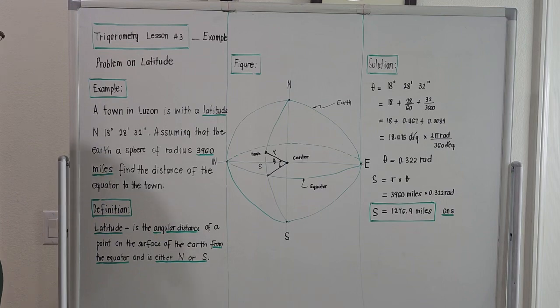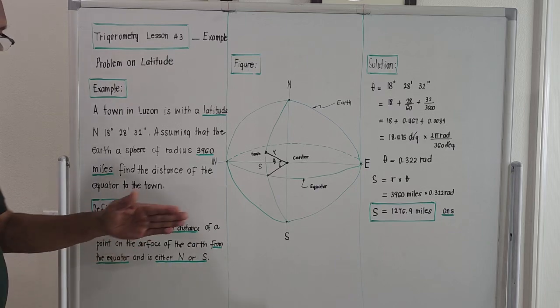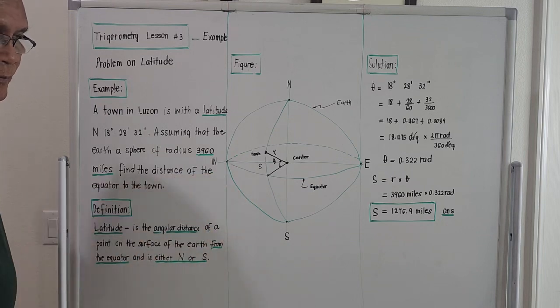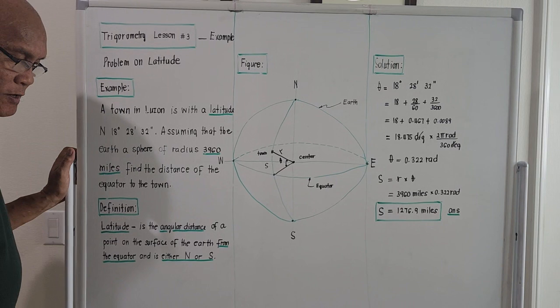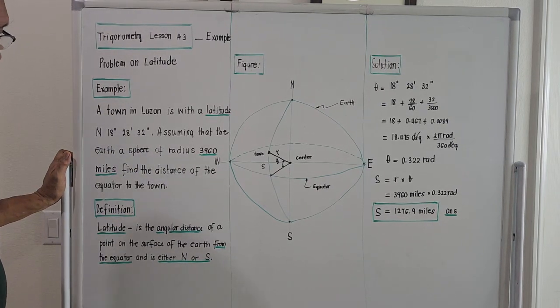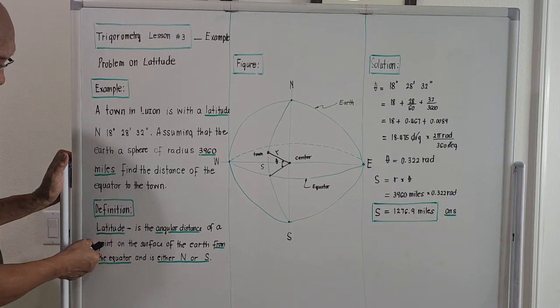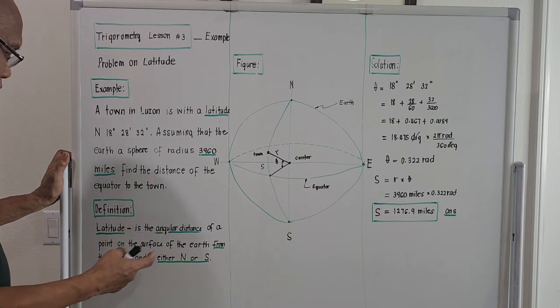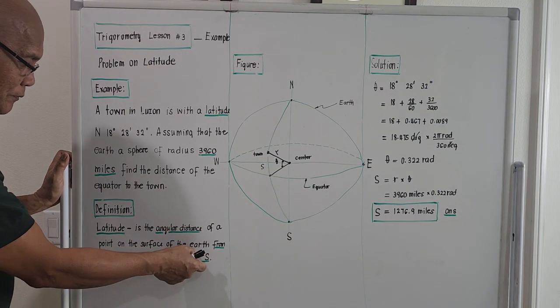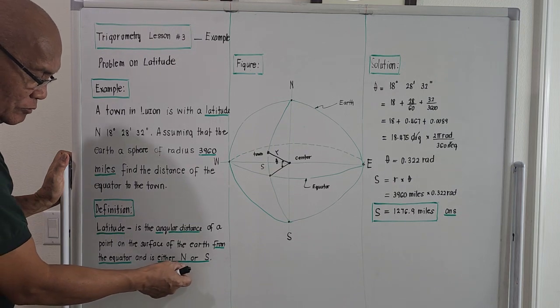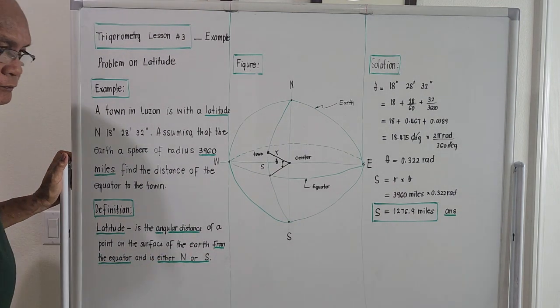It's a little bit complicated if you do not know how to define what latitude is. So before we solve the problem, let's first define latitude. This is with regards to the distance around the Earth. By definition, latitude is the angular distance of a point on the surface of the Earth from the equator, and is either to the north or to the south.